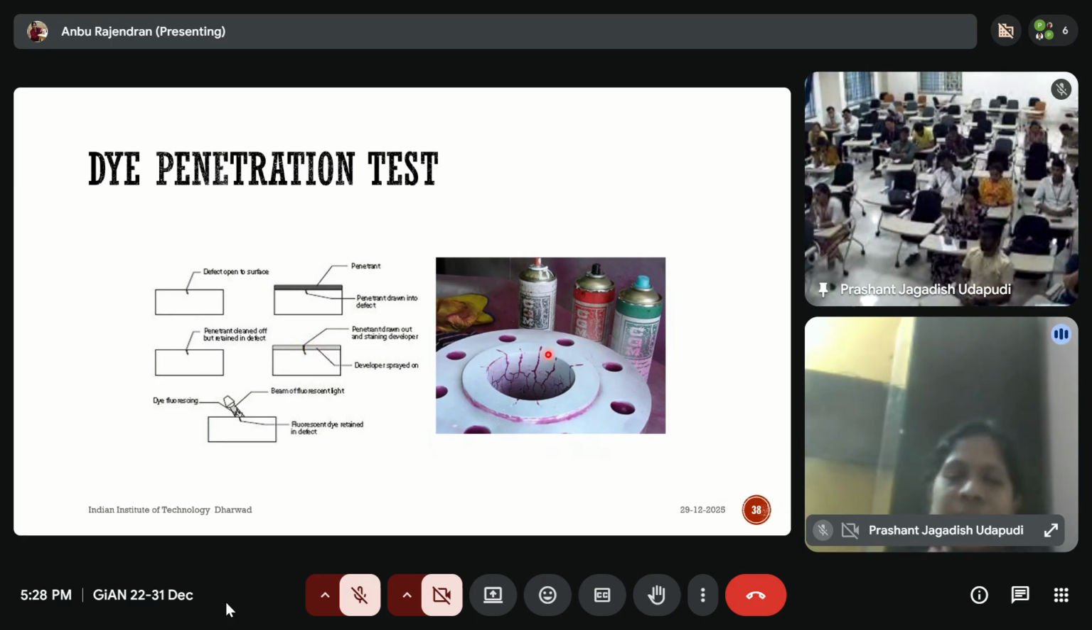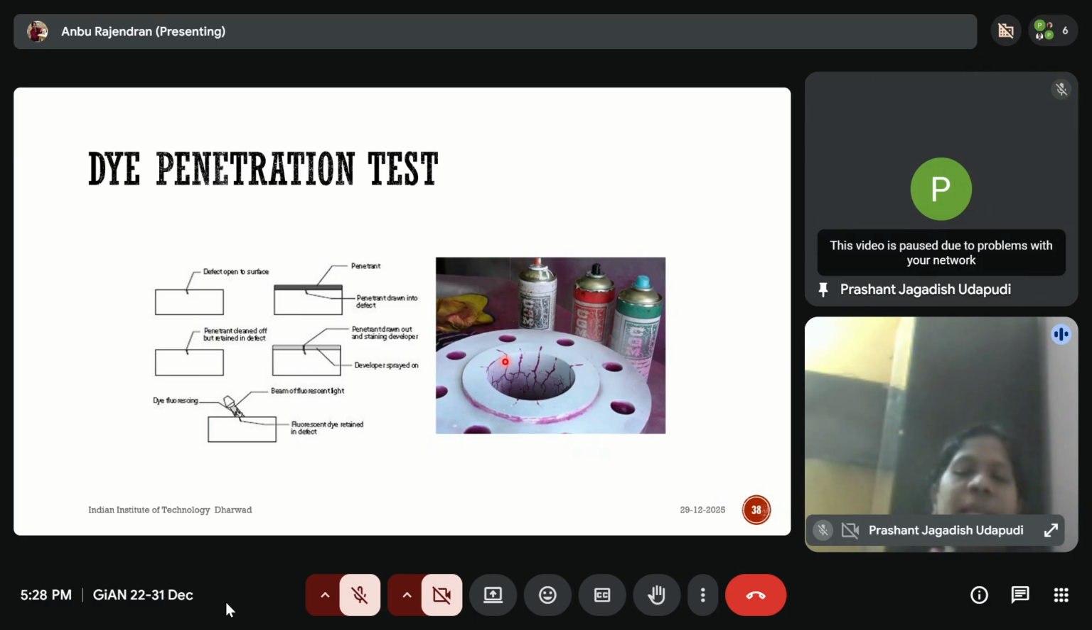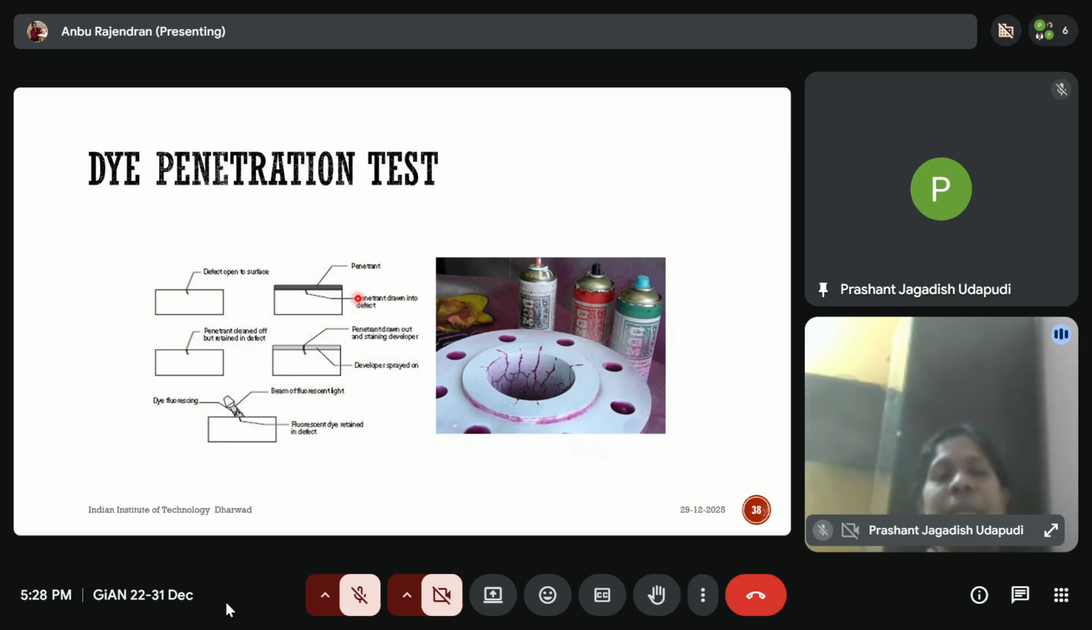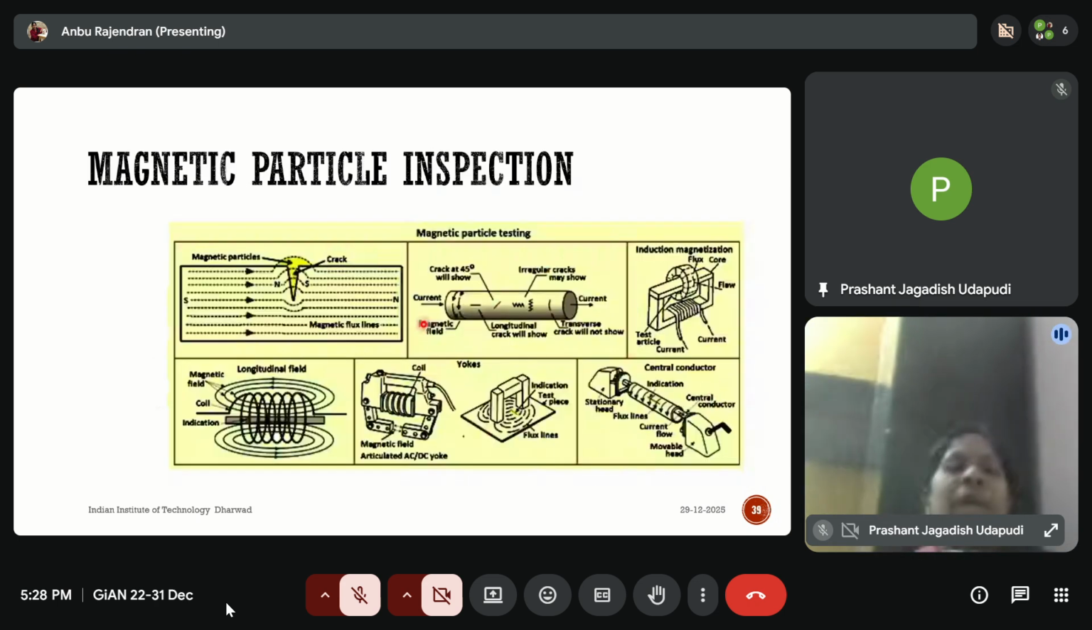So allow it for some time, then clean the surface entirely. But whatever dye is absorbed inside will be sitting inside. If you apply the developer here, the dye will be absorbed by the developer. Then you can identify or locate the presence of cracks. So this method only analyzes surface defects. As I mentioned, magnetic particle testing is useful for magnetic material.